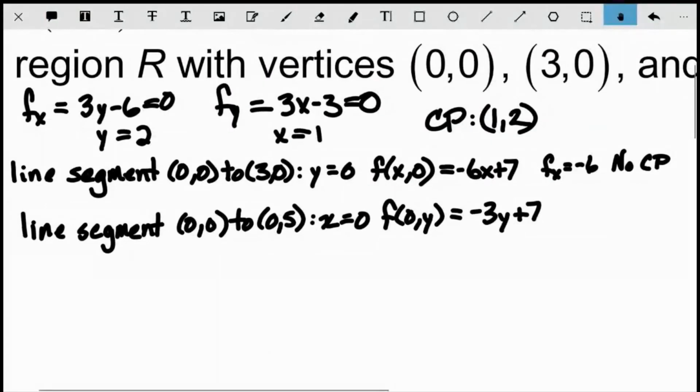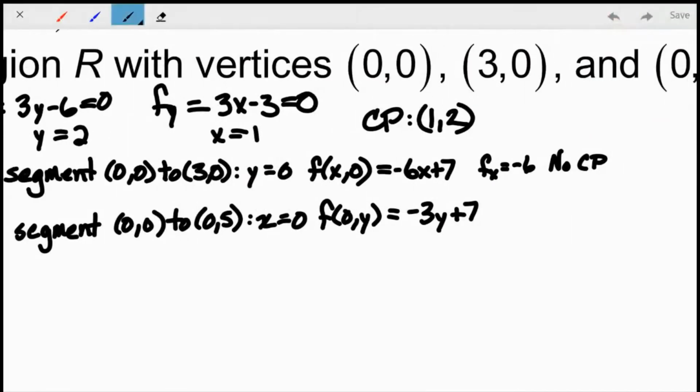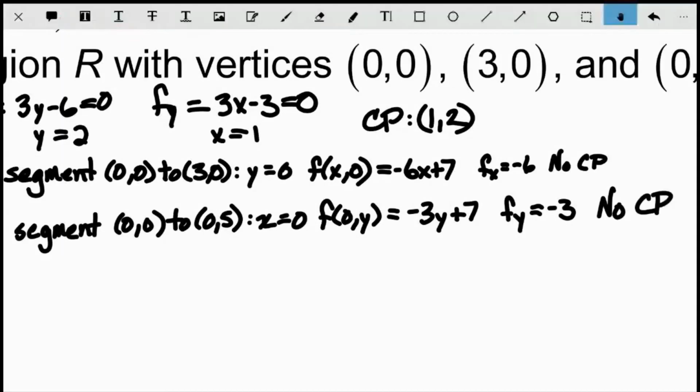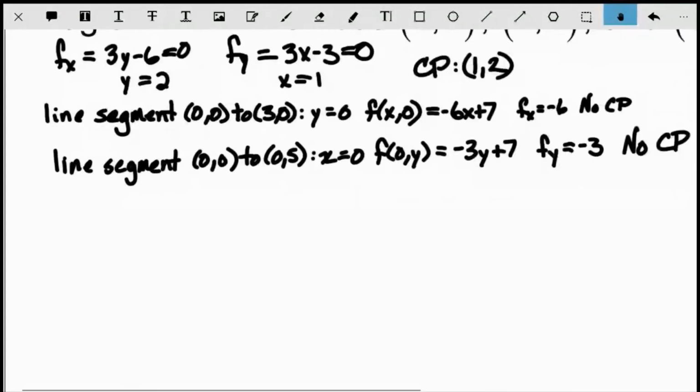Okay, so now, same thing. Do I have any critical points along that line? Well, I only have a single derivative. When I take the derivative, I get negative 3. That's never going to be 0. I have no critical points along that line either. So I can't have a maximum or a minimum along that line.